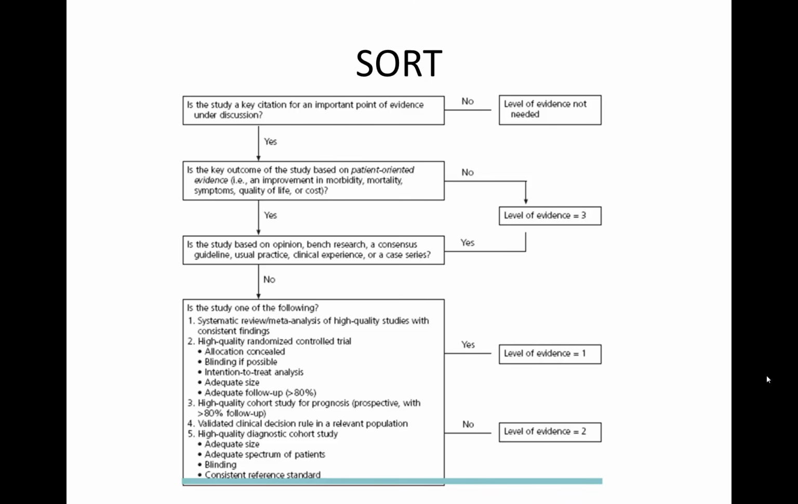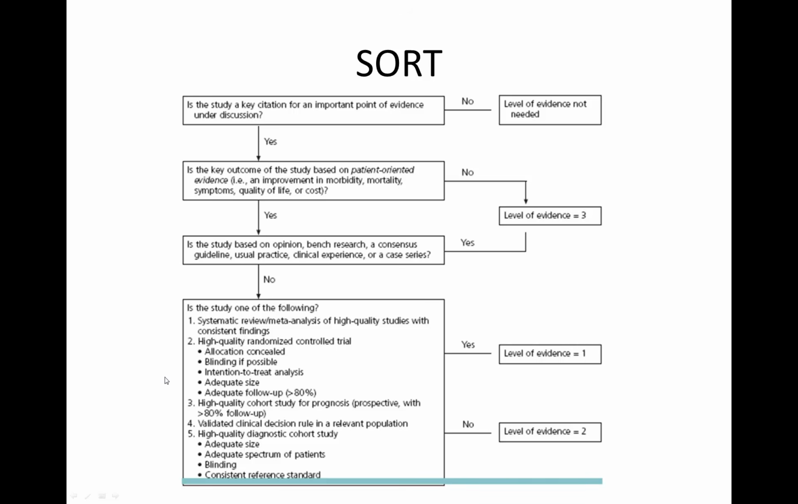So using the key SORT decision-making algorithm, one can walk through to determine what the level of evidence is using the SORT taxonomy. If the study is based on patient-oriented evidence that may include outcome variables of morbidity, mortality, symptoms, quality of life, or cost, then we ask ourselves, is the study based on opinion, bench research, consensus guidelines, usual practice, clinical experience, or a case series? If the answer to that is yes, or the study is primarily focused on disease-oriented evidence, the article automatically gets a level of evidence of 3.